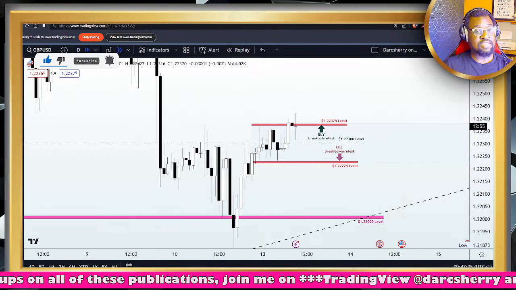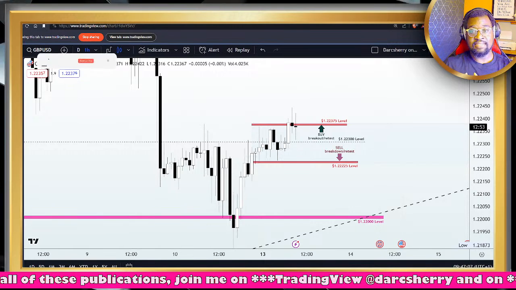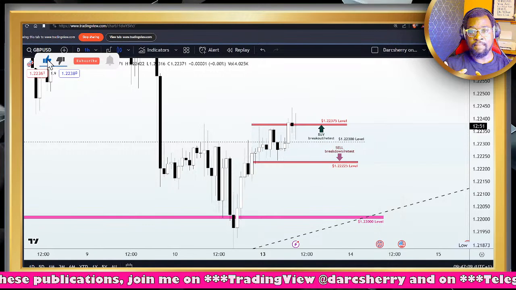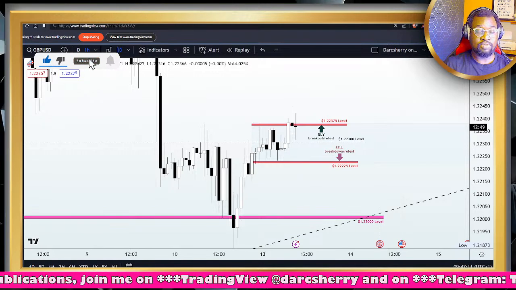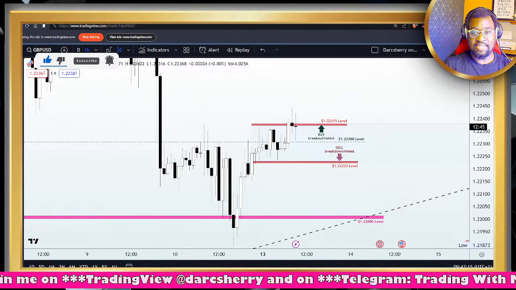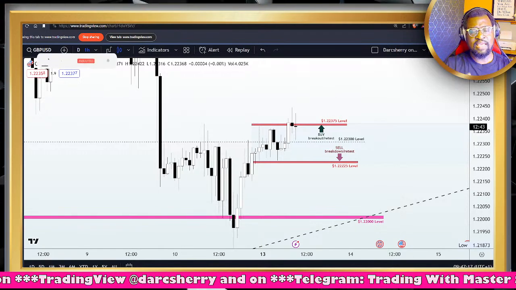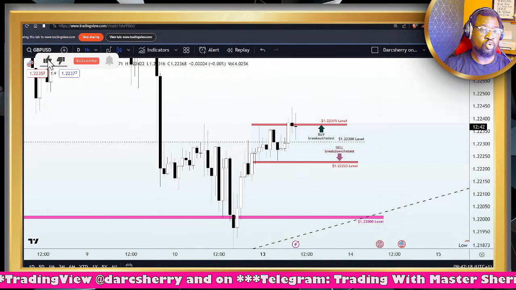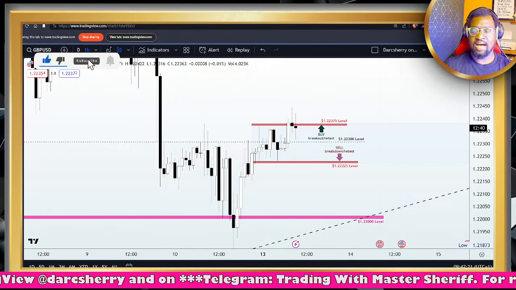So we have the CPI data coming in from the United States. We also have the employment data, of course. We have the labor sector data from the United Kingdom all coming up, which will be giving us clues into what is likely going to be happening on this asset.